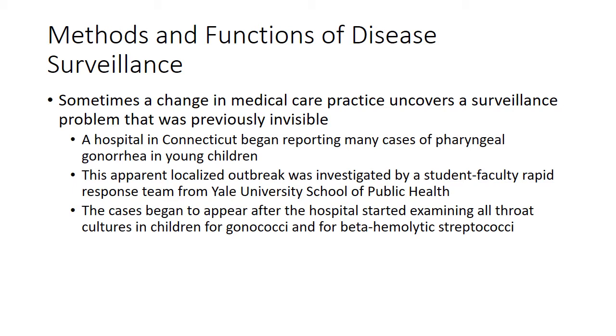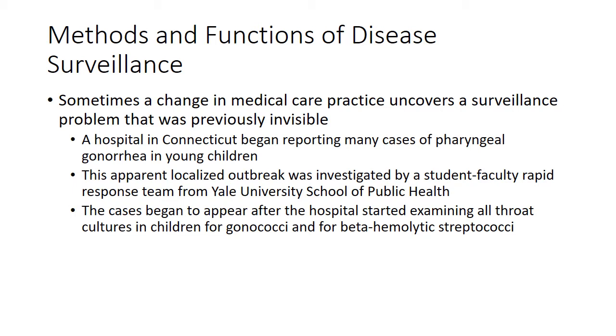So for instance, there's a case where a hospital in Connecticut was reporting an abnormal number of cases of pharyngeal gonorrhea in young kids. It looked like an apparent localized outbreak, and because of that, it ended up leading to a response team from a public health institution going out there to look at it.